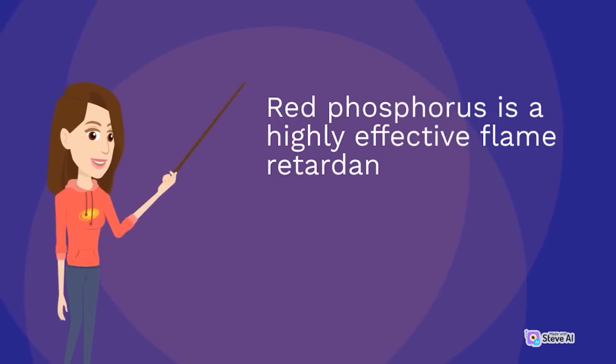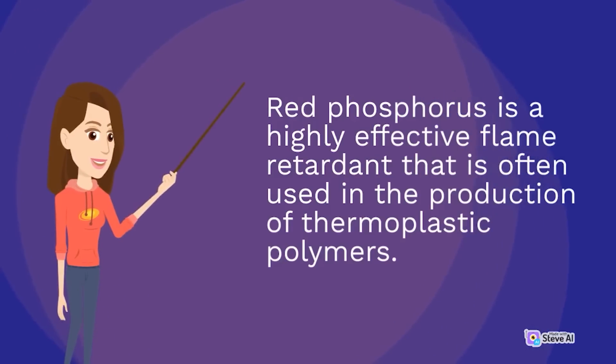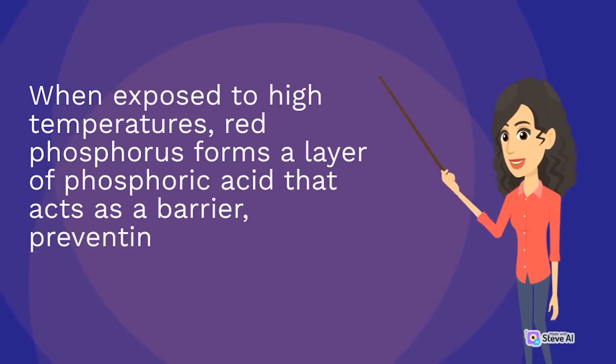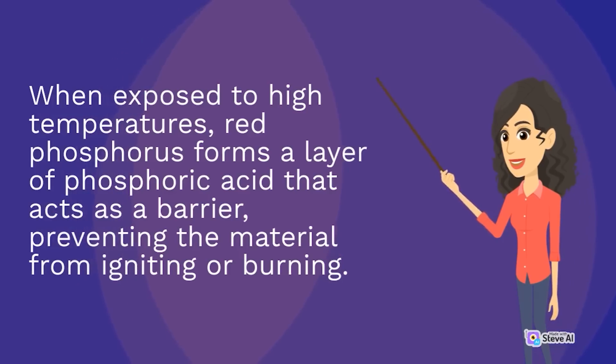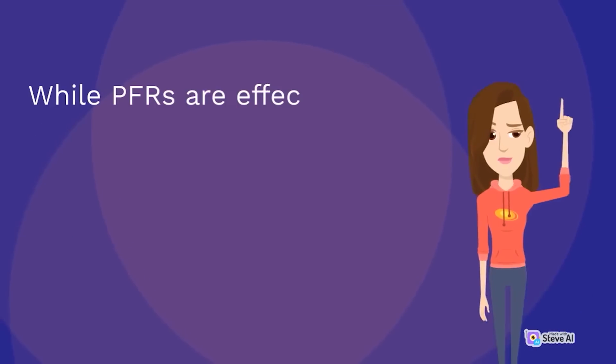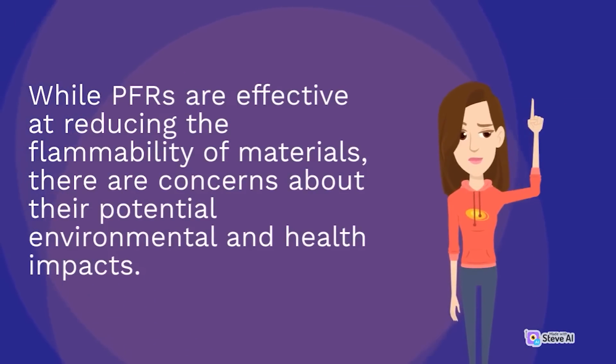Red phosphorus is a highly effective flame retardant that is often used in the production of thermoplastic polymers. When exposed to high temperatures, red phosphorus forms a layer of phosphoric acid that acts as a barrier, preventing the material from igniting or burning. While PFRs are effective at reducing the flammability of materials, there are concerns about their potential environmental and health impacts.